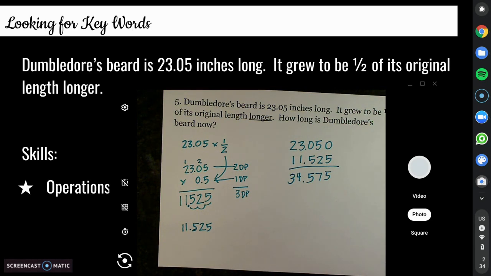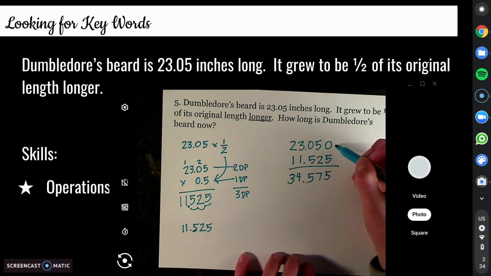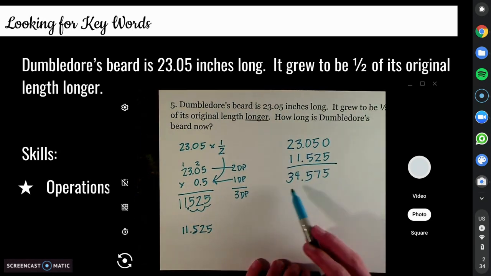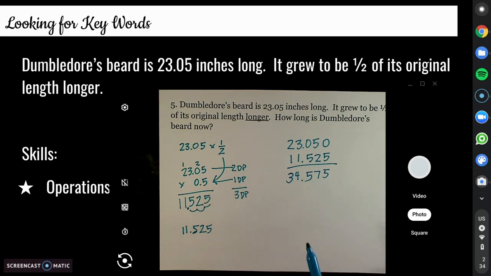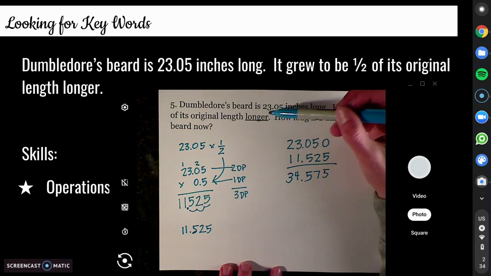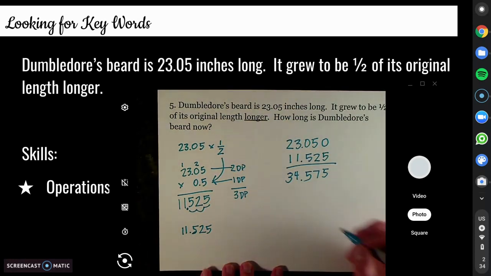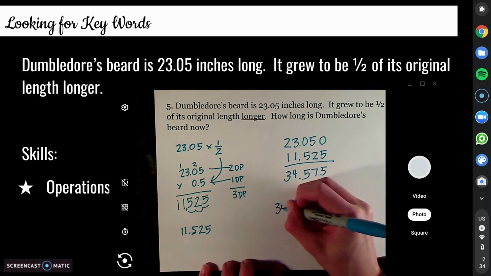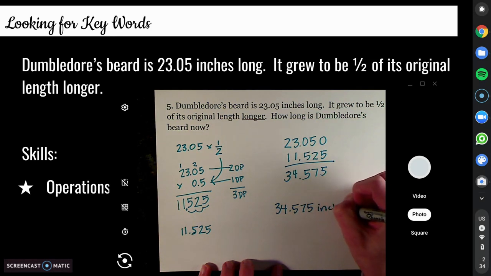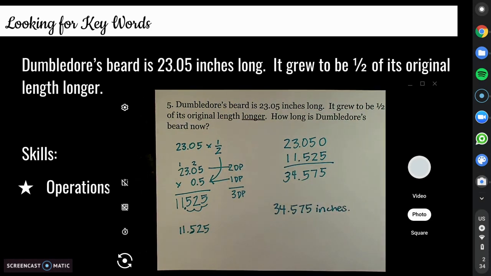Okay, and adding placeholder zeros like that when we need to. And then this is going to be our final answer, 34.575. When it doesn't tell you if it wants your final answer as a fraction or a decimal, it's best to just leave it as whatever the original number was, okay? This original number was a mixed decimal, okay? So 34.575 inches. Okay, so that's the new length, and you can always circle it or box it.